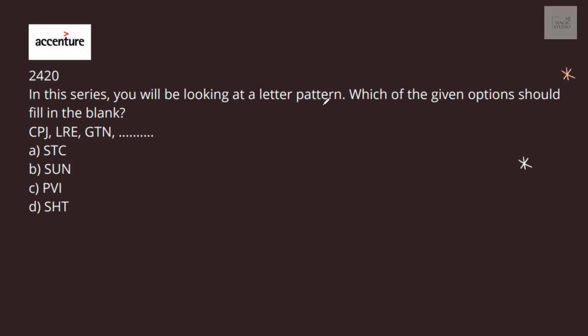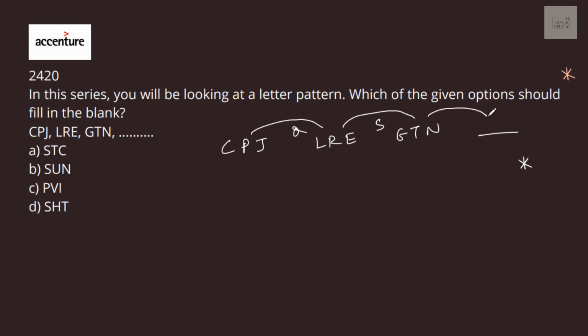In this series, you will be looking at a letter pattern. This we can see: C, P, J, L, R, E, G, T, N. What should come next? C, P, Q, R, S, T, U, V. That means the middle one should be V if we follow this pattern. And if I look at the options, only one of the options has got P. That means answer C should fit in. It should be PVI, because only one of the options has V in the center.